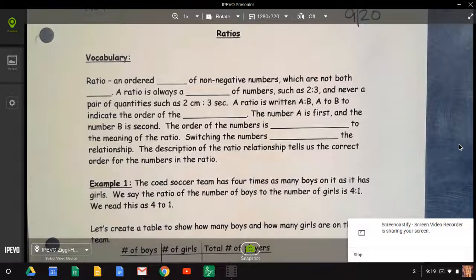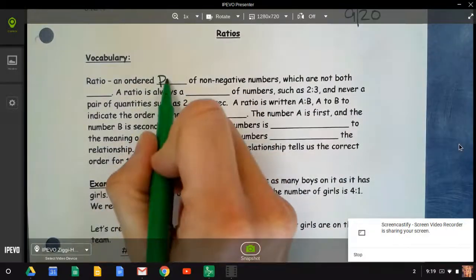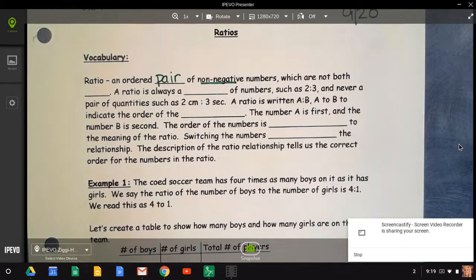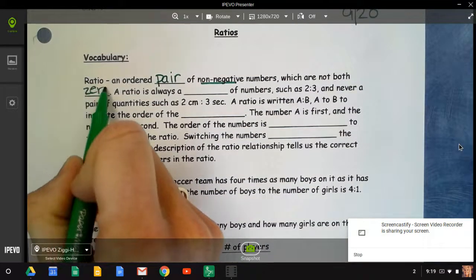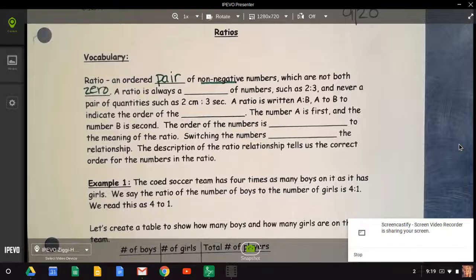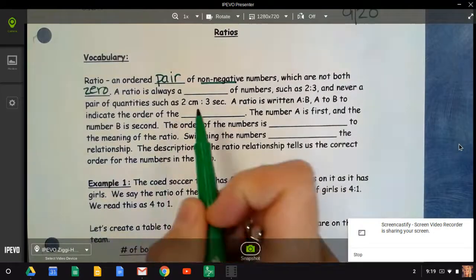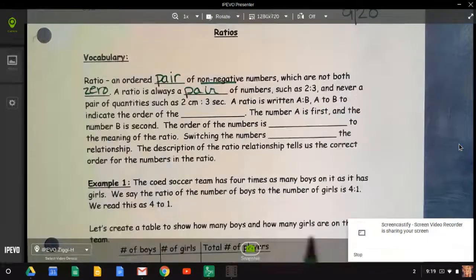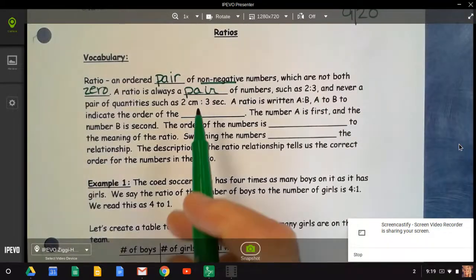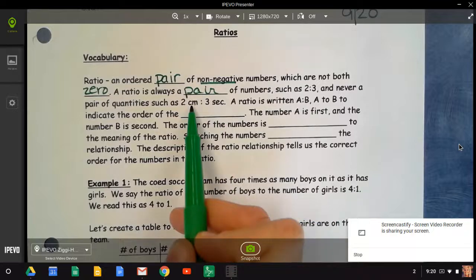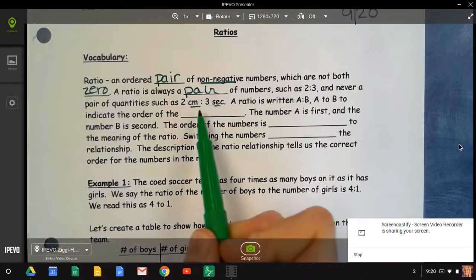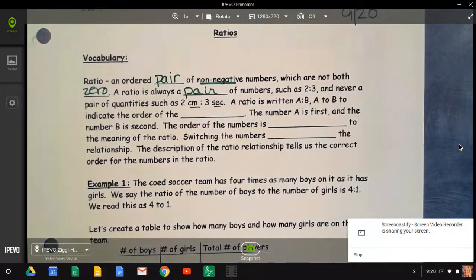Thank you. Ratio, an ordered pair of non-negative numbers, so they're not negatives ever, which are not both zero. Can't ever both be zero. One can, but not both. A ratio is always a pair of numbers, such as 2 to 3, and never a pair of quantities, such as 2 centimeters to 3 seconds. Notice these are different units, and you can't write a ratio like that. So you can compare 2 centimeters to 3 centimeters, but not 2 centimeters to 3 seconds, because centimeters and seconds are not the same.